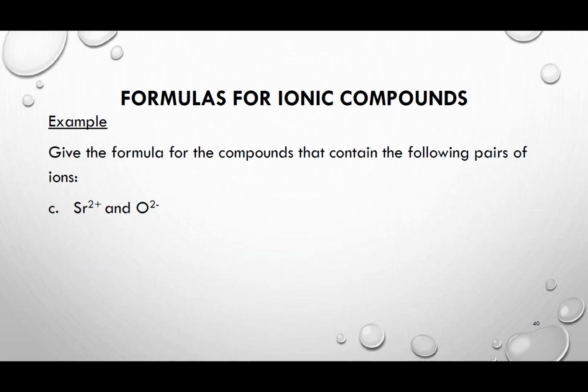Now let's do strontium and oxygen. Again, we're going to write the metal, or the cation, first and the non-metal second. The charge on the cation goes as a subscript on the anion, and the charge on the anion goes as a subscript on the cation, without the charge sign. And then you're going to simplify it.